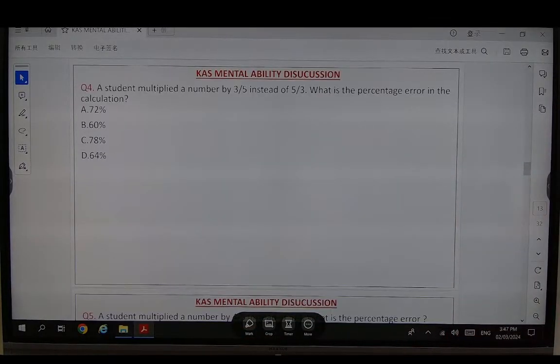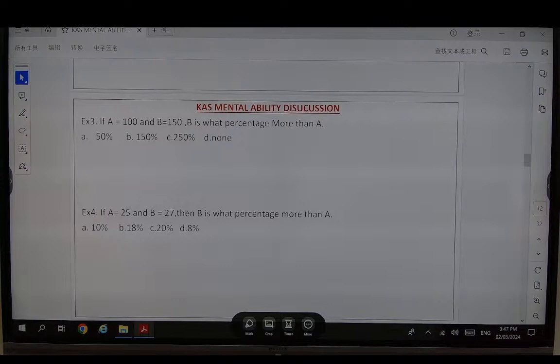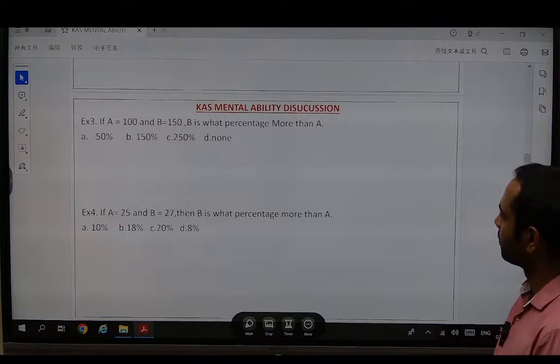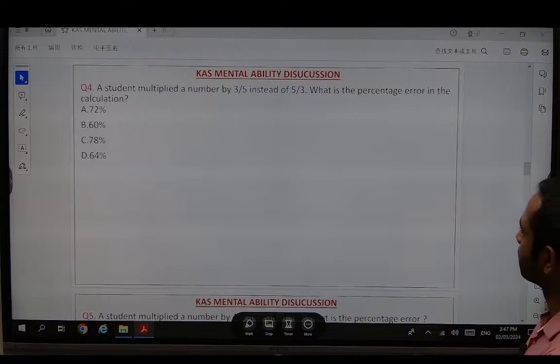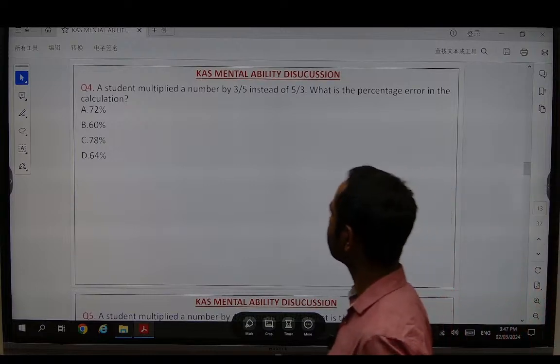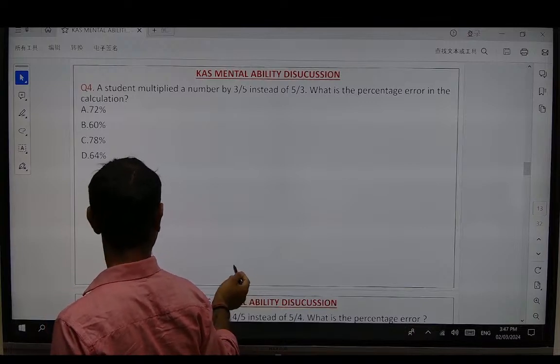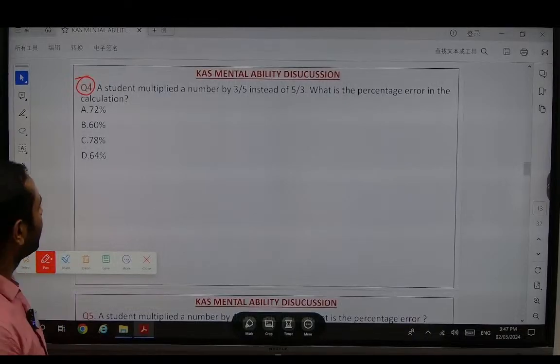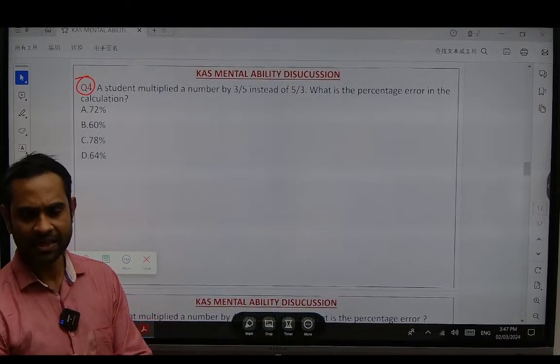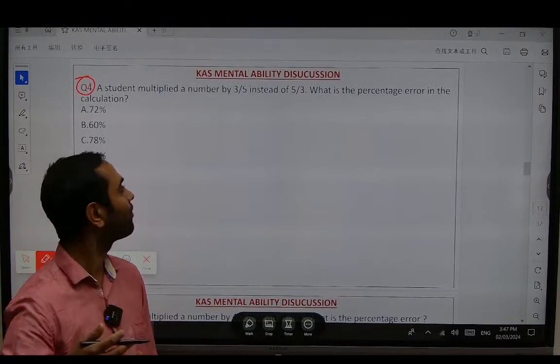Question number 4 and 5. 4 we have done. Question number 5. Oh, that was an example and these are questions. No one has moved to answer. Okay, now let's see. These are the standard questions. A student multiplied a number by 3 by 5 instead of 5 by 3. What is the percentage error in the calculation?